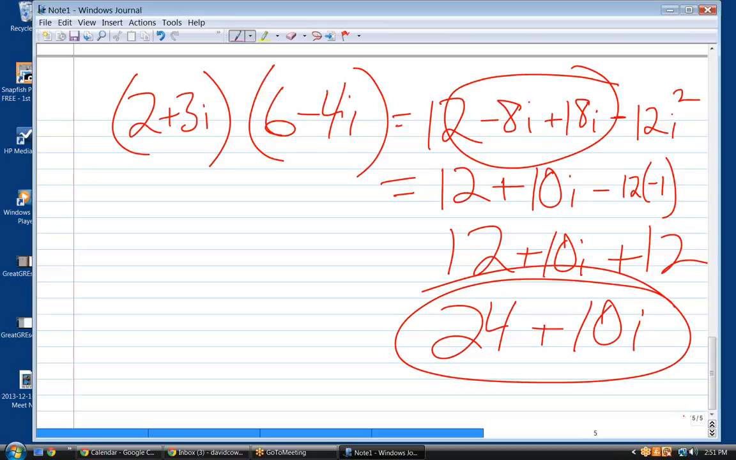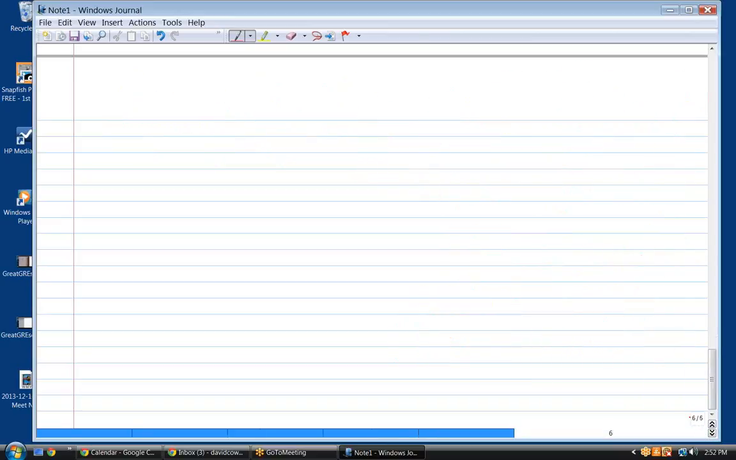Almost every single one of these problems, you have to convert that i squared to a negative 1. If you know nothing else about imaginary numbers, know that i squared is equal to negative 1. Alright, cool.